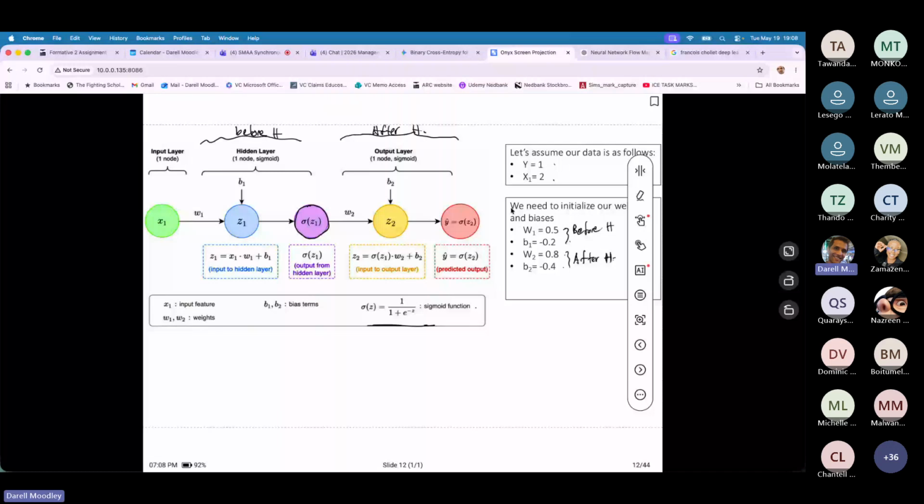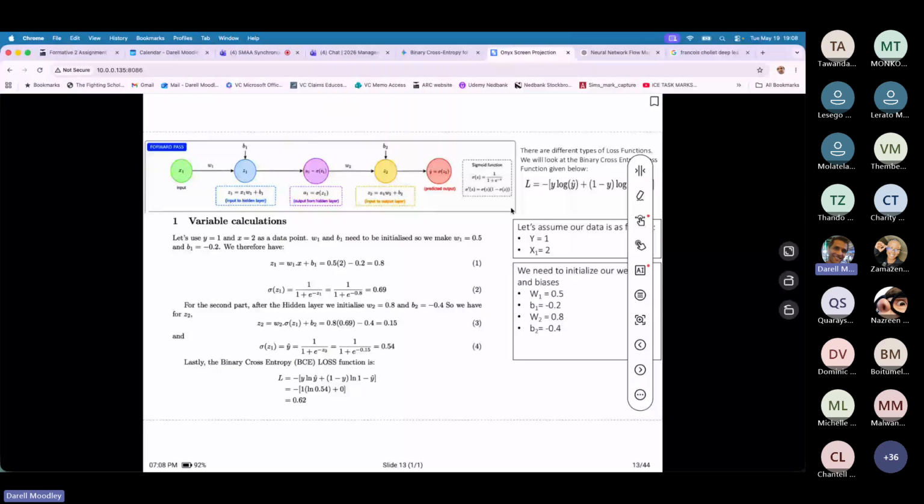Now the forward propagation step uses the same diagram on the top. What we're going to do is just plug the values in. We start from the left, as the name suggests, forward propagation. That means you start from the left and start moving to the right, doing the calculations. So we know our x1, and that value is 2. Remember, that's our data point.